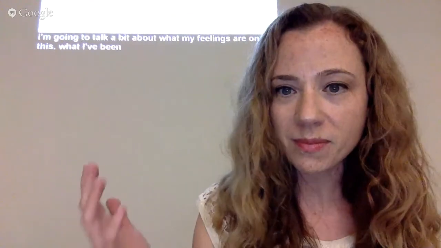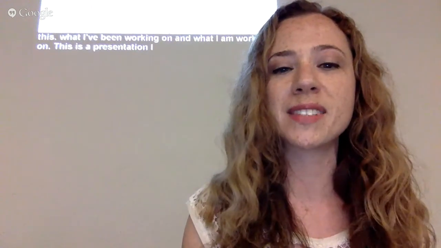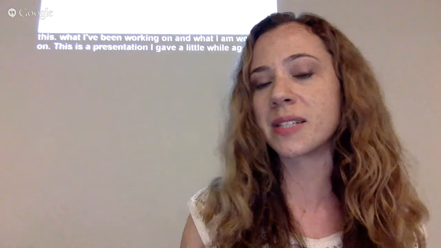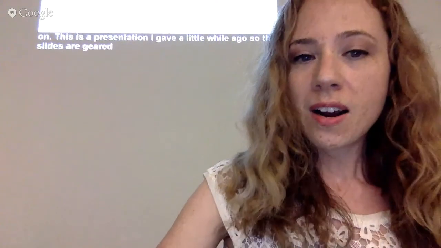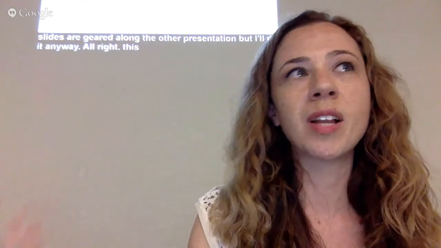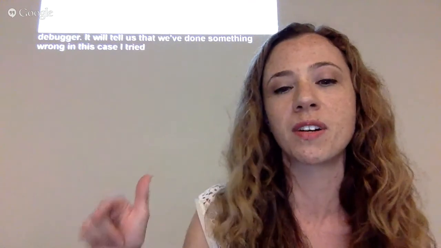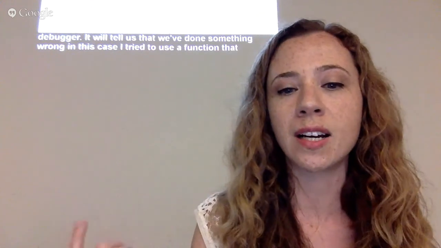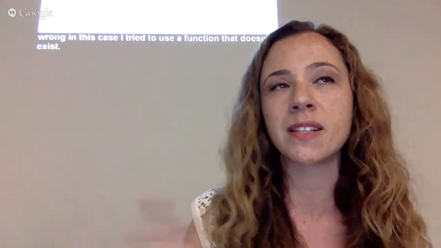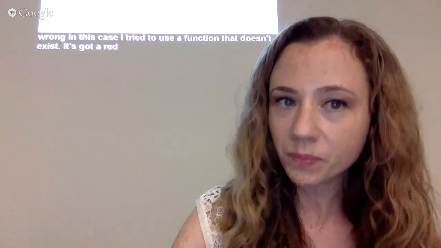So this is a presentation that I gave a little while ago. So the slides are sort of geared towards a longer presentation, but I'll just go through it anyway. All right, so this is a picture of a JavaScript debugger. As developers, this is the experience we're used to, where it's going to tell us that we've done something wrong. In this case, I've tried to use a function that doesn't exist in JavaScript. It's drawn a red squiggly line, and it's cut off by the captions, but it's telling me in the console that this doesn't exist.